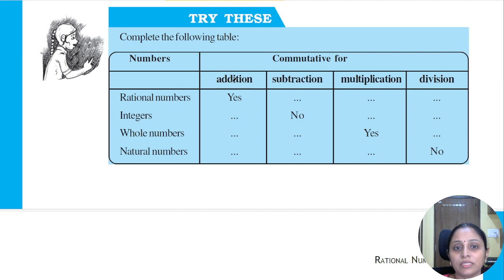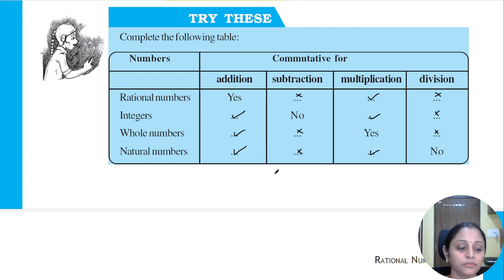Okay, so you will see that we have checked addition is commutative for rational numbers, it is commutative for integers, whole numbers, natural numbers. Subtraction is not commutative for any of the four sets, right? Multiplication is commutative for all the four sets, and division is not commutative for any of the four sets that we know, right? So here with this we complete the commutative property for rational numbers.